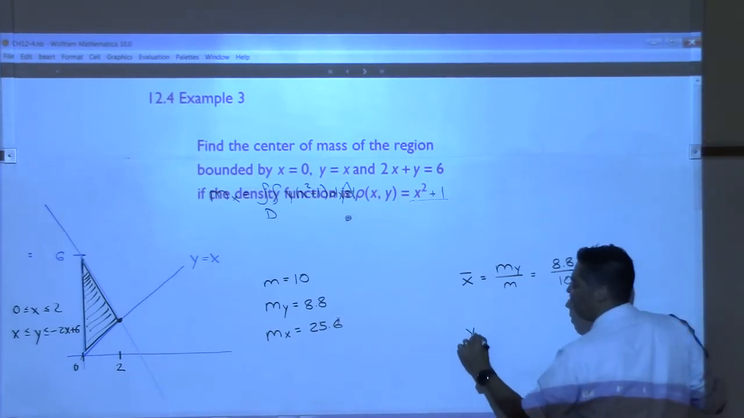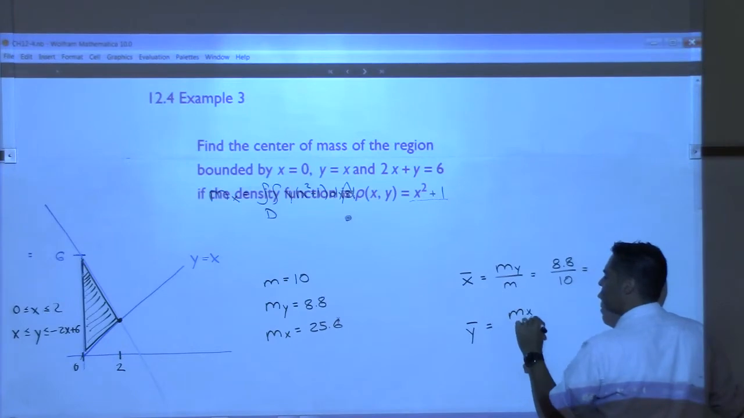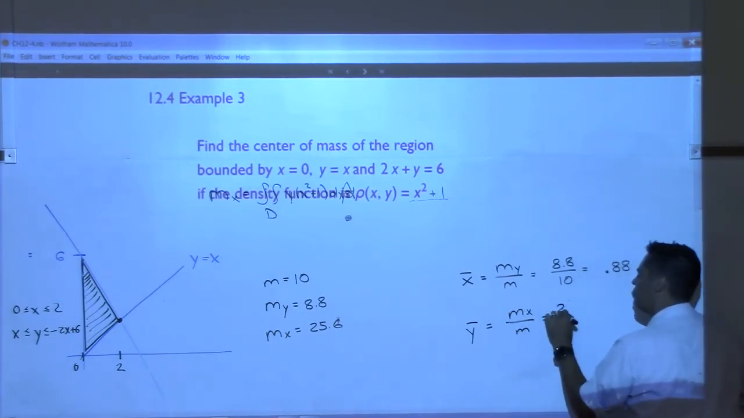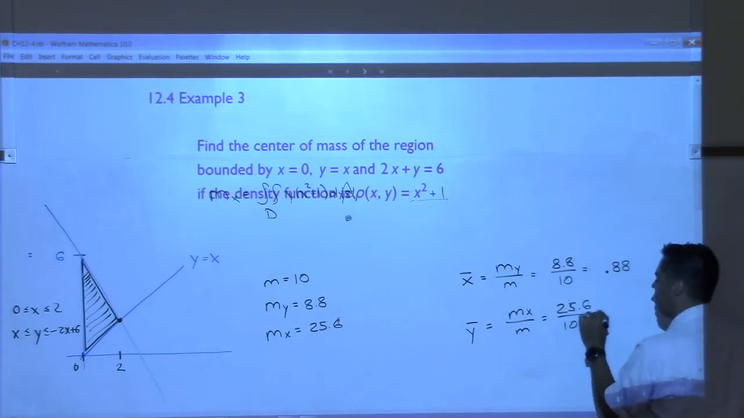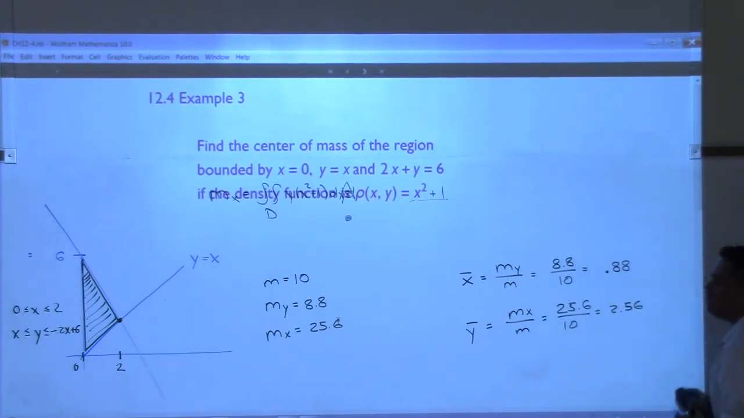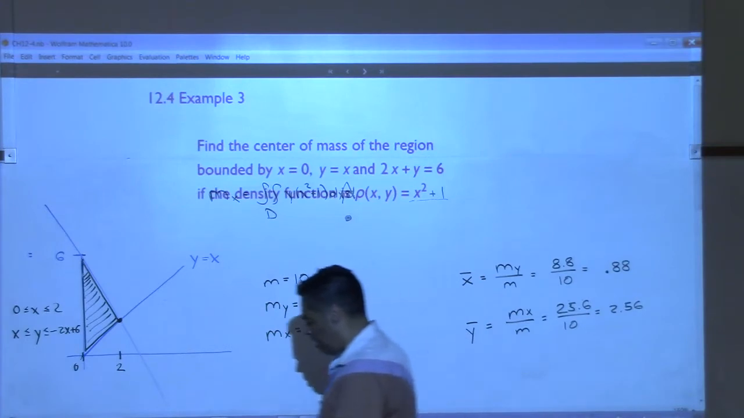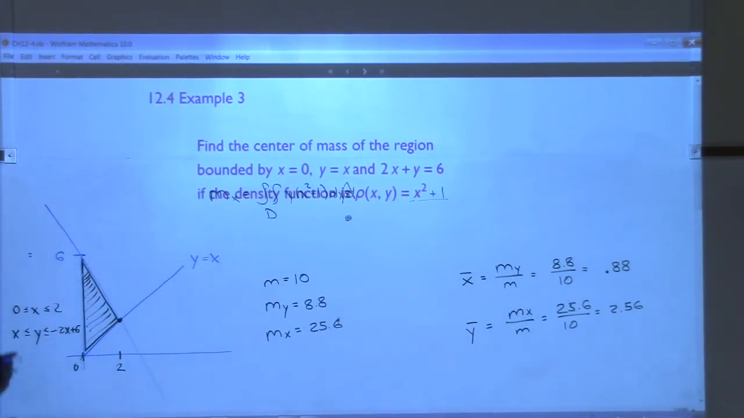And then your y bar is going to be your moment about x over mass, which is 25.6 over 10, which is 2.56. So in my picture, and it's not a great picture, but here's one. If I go to 0.88 and then I go up to 2.56, somewhere around right in here is my center of mass.